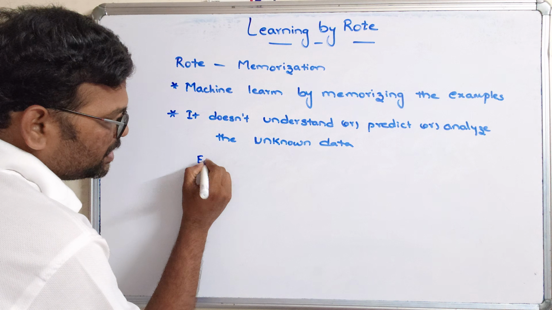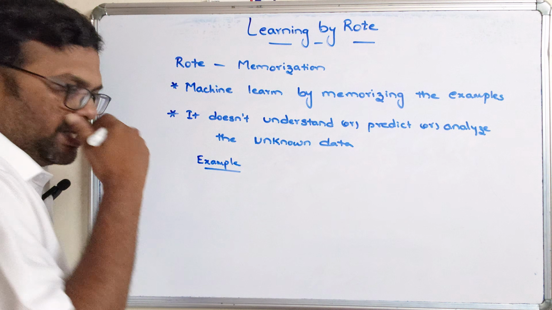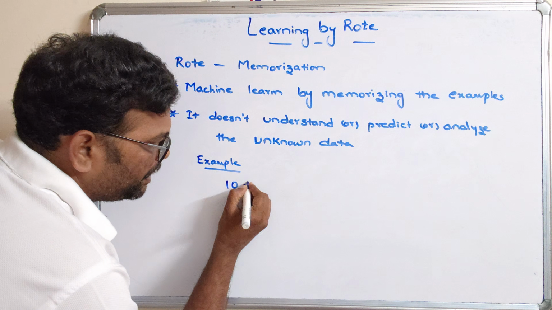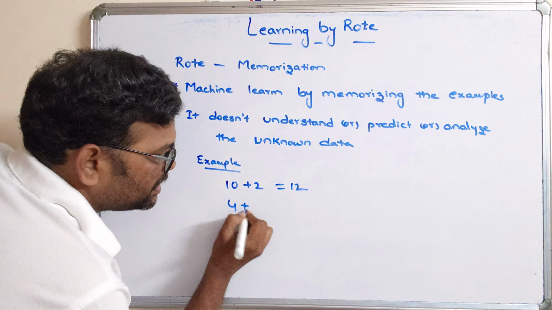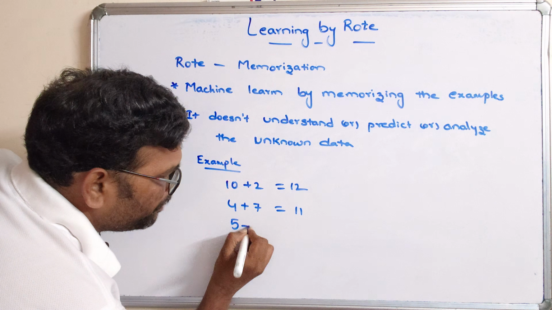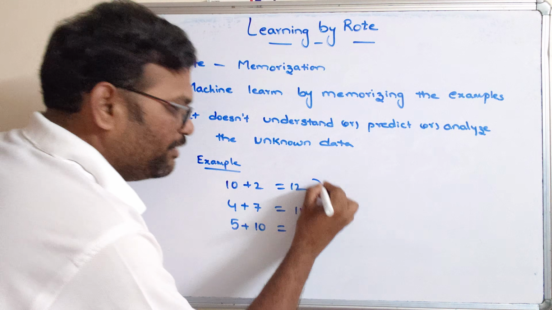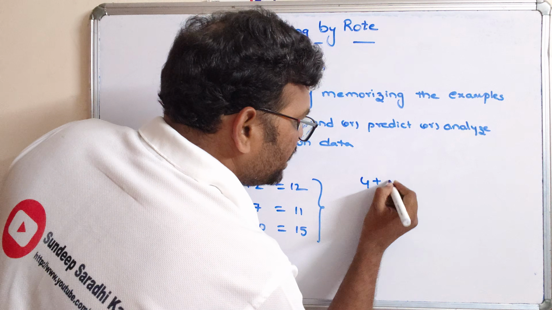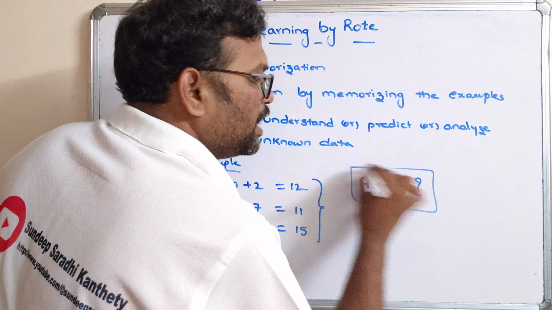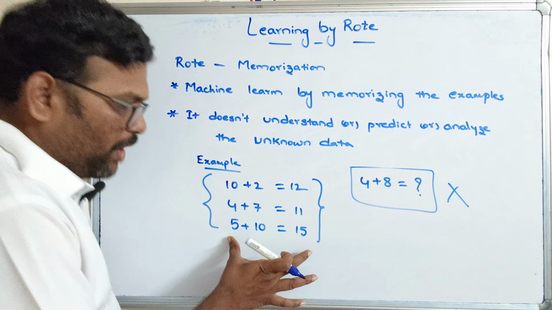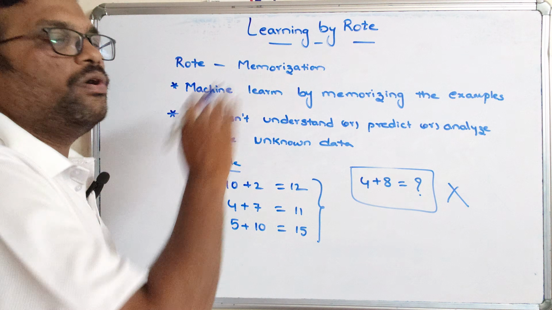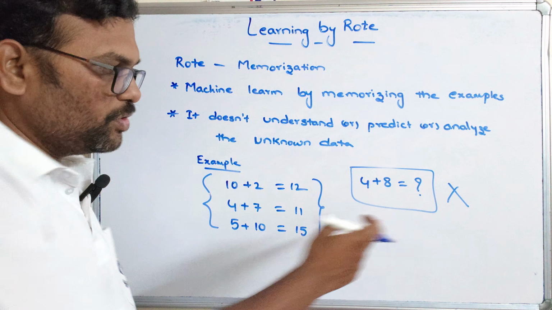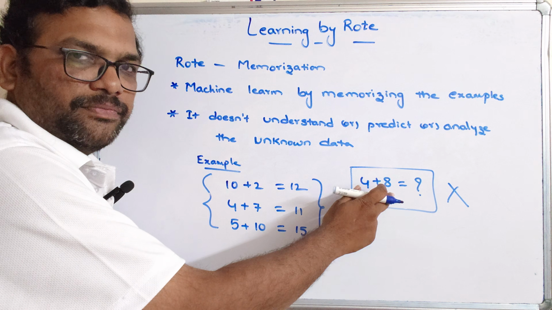Let us take an example. If the machine was trained with a few examples like 10 plus 2 is equal to 12, 4 plus 7 is equal to 11, and 5 plus 10 is 15, and then you ask the question 4 plus 8, it can't give the answer for this kind of data, because whatever data was trained will be stored in the memory, and the machine will respond for those particular questions only. So this answer can't be given by the machine.